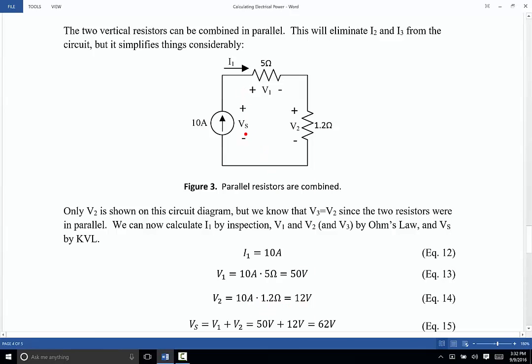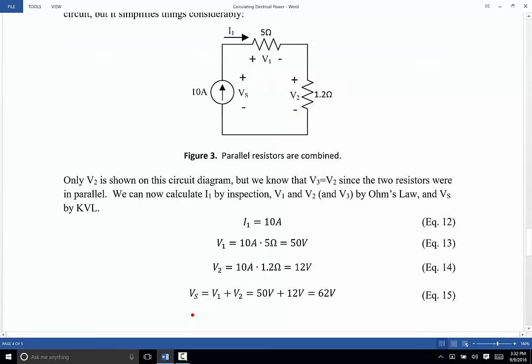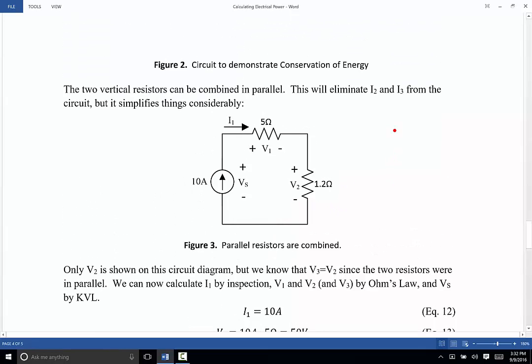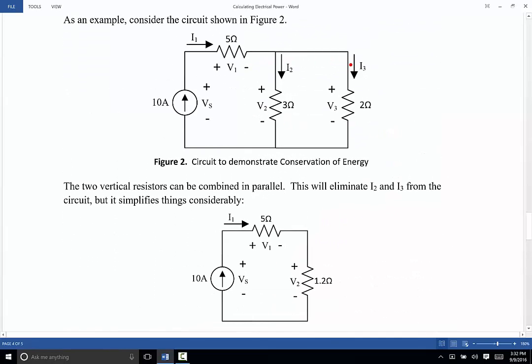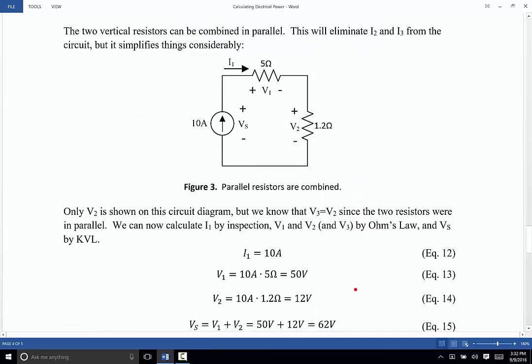The total voltage across the current source, by Kirchhoff's voltage law, we get minus Vs plus V1 plus V2. Move Vs over to the other side, and we have Vs equals V1 plus V2, which turns out to be 62 volts. So we found the voltage associated with each of the elements, and as it turns out, the current, because they all 3 have the same current as well. Now, what we don't know are the currents I2 and I3 from the original circuit diagram. We do know the voltage across each of these resistors, though. So that's very helpful for us.